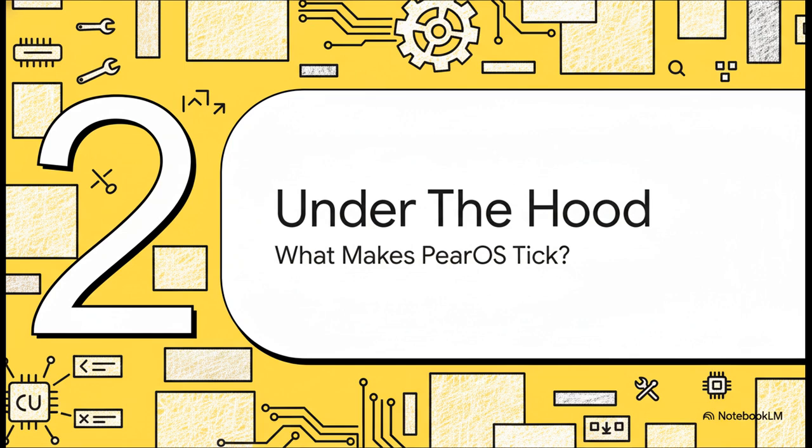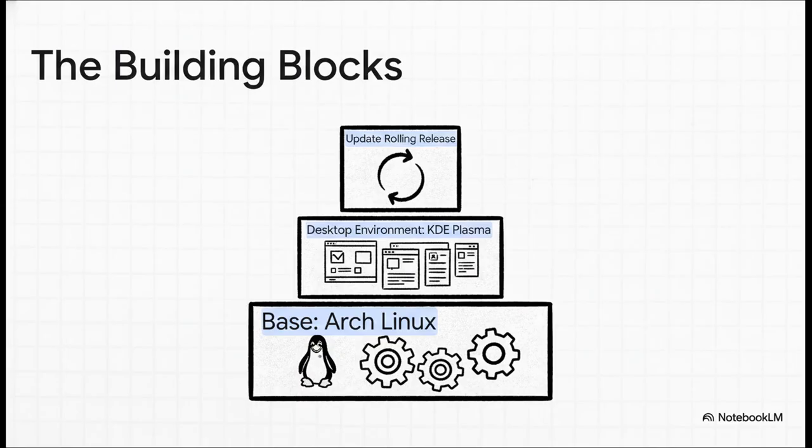Okay, looking the part is one thing, but how does it actually pull it off? To understand that, we've got to look at what's going on under the hood, at its core components. PearOS is really built on three key pillars. The foundation is Arch Linux, which is known in the Linux world for being incredibly powerful and flexible. The Mac-like visuals all come from a heavily customized version of the KDE Plasma desktop. And because it's built on Arch, it gets its updates using something called a rolling release model. So let's unpack what all that means.